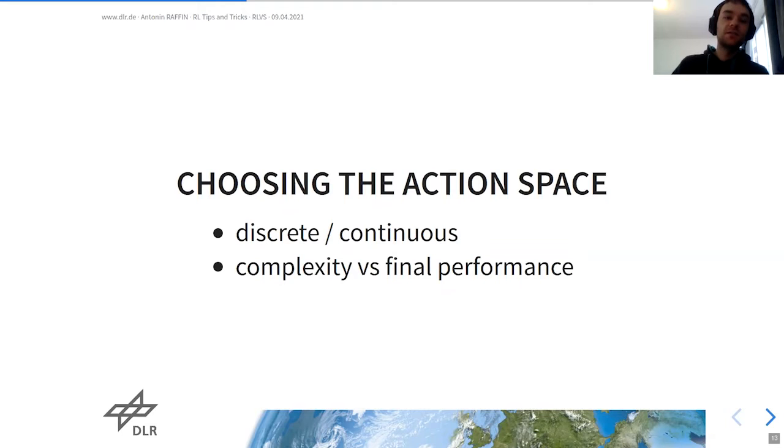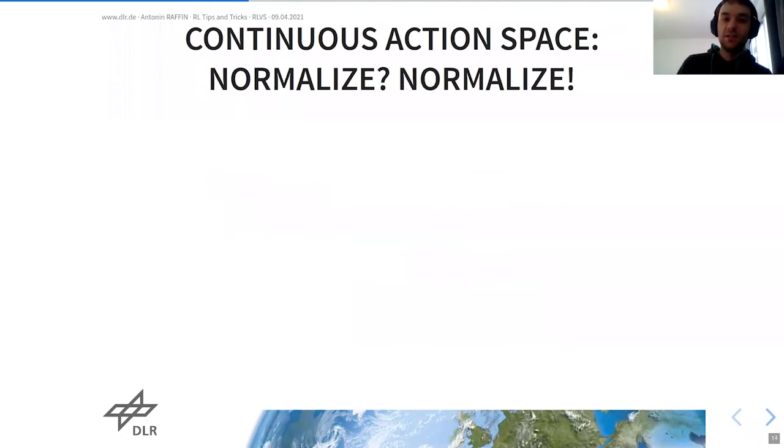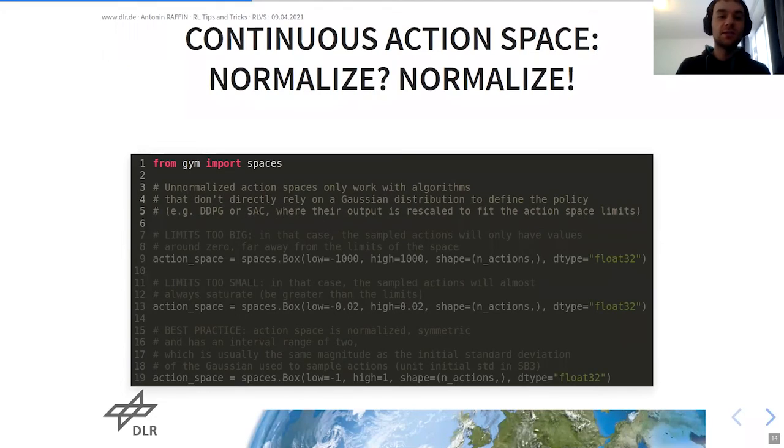And there's one special thing I need to talk about, which is when using a continuous action space, you need to be very careful with it. You really need to normalize it, because for continuous action space, most of the algorithms rely on a Gaussian distribution. And because this Gaussian distribution is initialized with a mean of zero and a variance of around one usually, if you define your action space with the wrong limits, RL will barely work, or you will have weird behavior that is hard to debug.